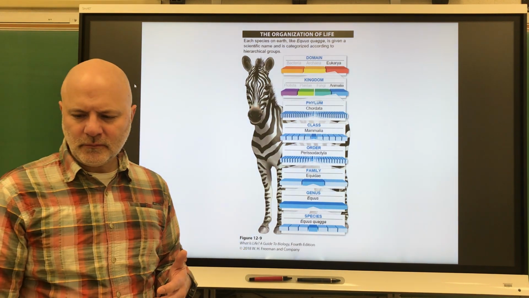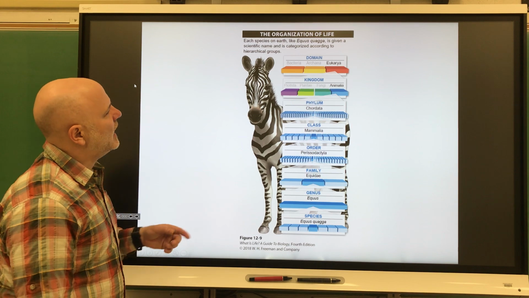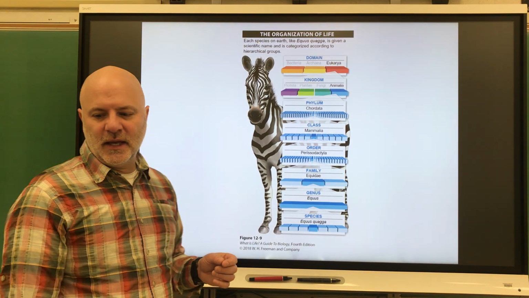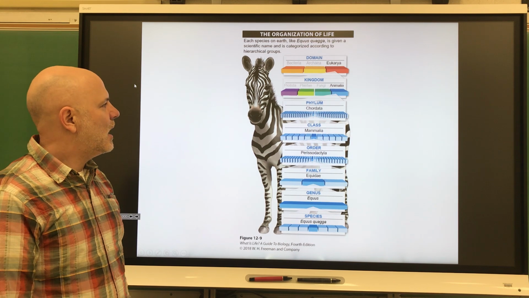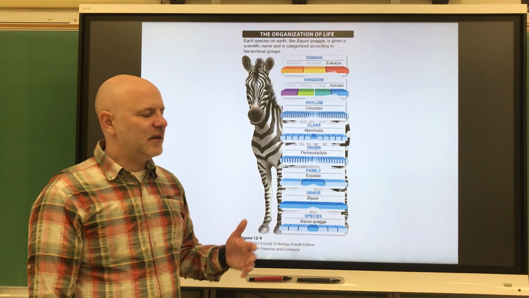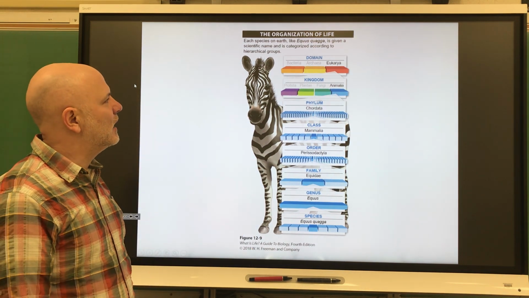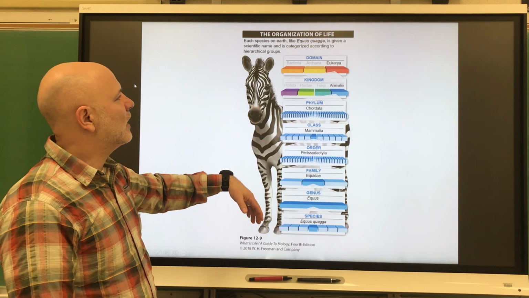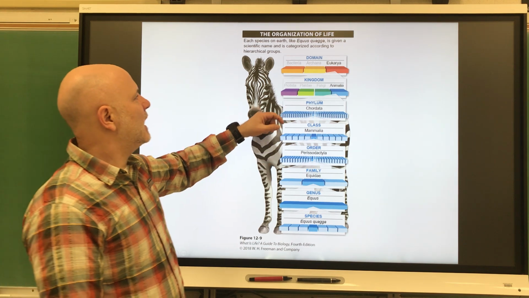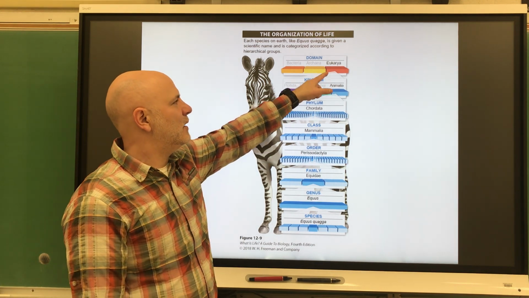All right. So let's look at the classification for humans. Now this is showing it with the zebra. So in a lot of this, we're going to be fairly similar to the zebra until we get to right about here. All right. So humans, like zebra, are in the domain Eukarya.